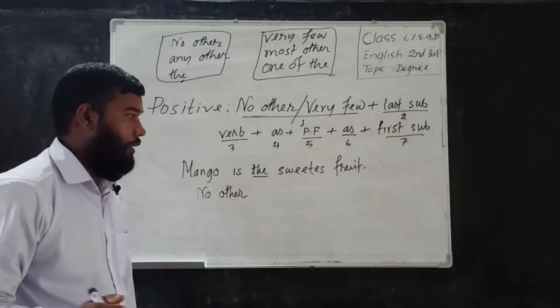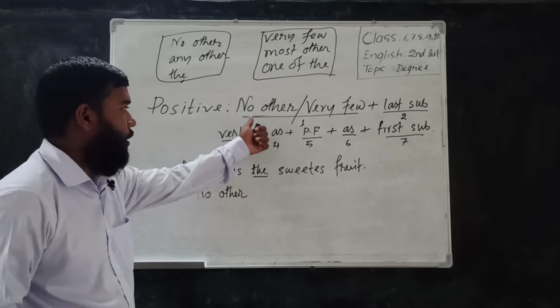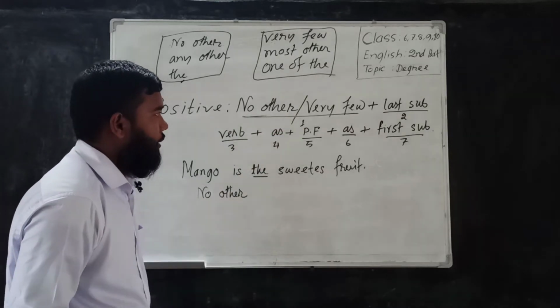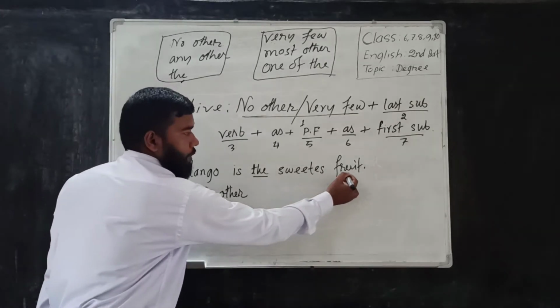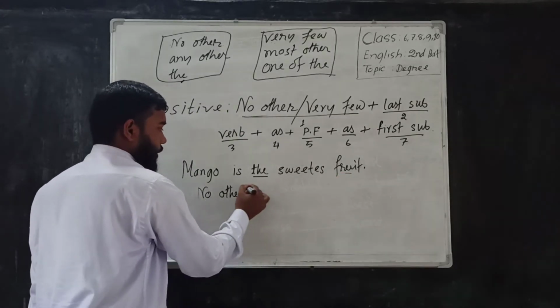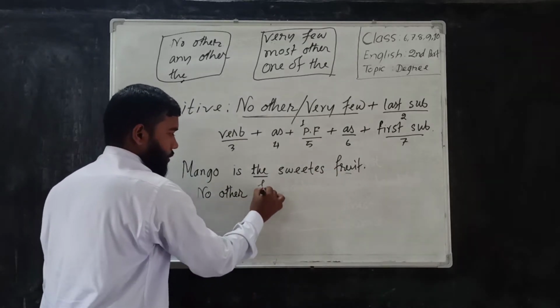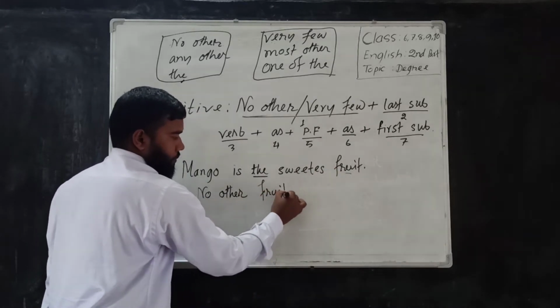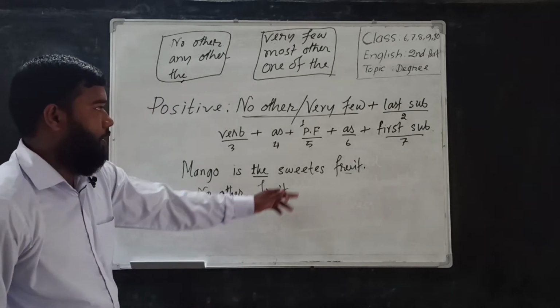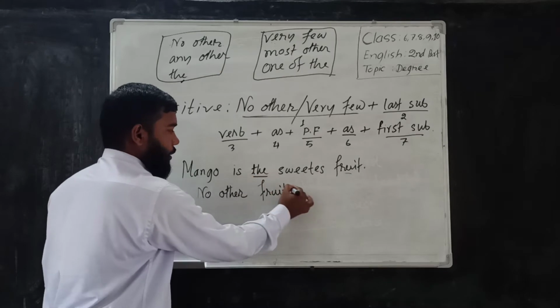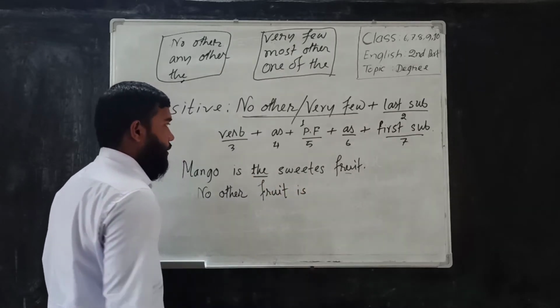We are changing this sentence into positive degree following this structure. First step complete. Second step, last subject. That means fruit. There are two subjects, mango and fruit. Second step complete. Third step, verb. According to the subject fruit, the verb will be is.